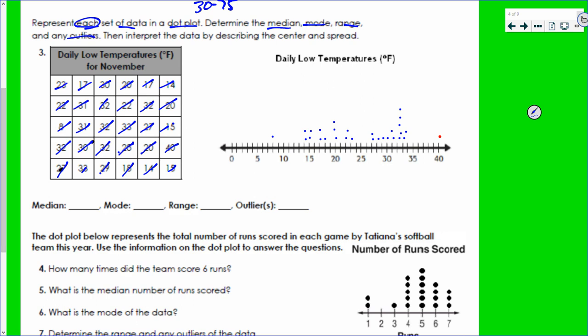20, 21, 22, 23. I got 1 at 23. So I have 1 at 8, 2 at 14, 2 at 15, 2 at 17, 1 at 18. 3 at 17? 2 at 17? Okay, I got 3 at 20, 2 30s. I missed one of the 30s. So 2 30s, 2 31s. Okay, so I missed one of the 30s.